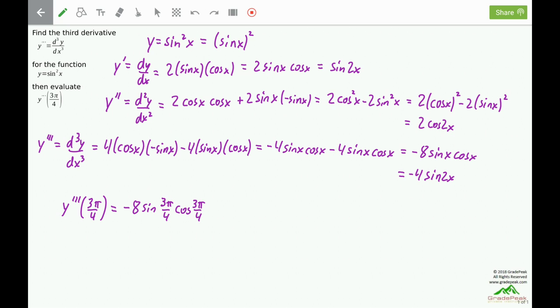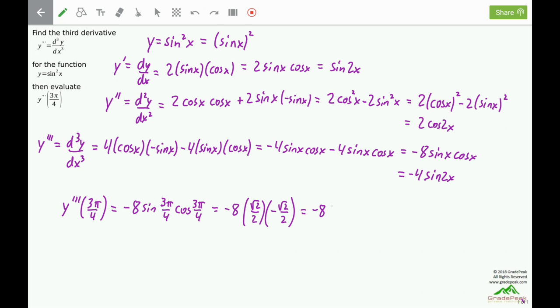Now 3 pi over 4 is the second quadrant equivalent of pi over 4 in the unit circle. So the sine is still a positive, and just like at pi over 4, it'll be root 2 over 2. And the cosine is just like pi over 4, except we're in the second quadrant, and cosine is negative in the second quadrant of the unit circle, so negative root 2 over 2.